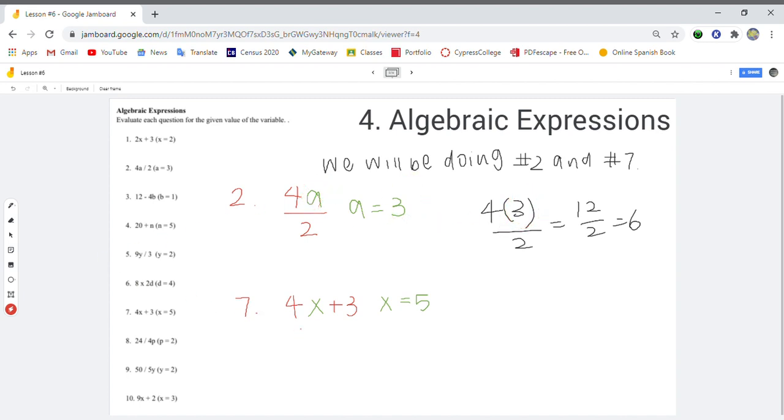And we're going to do the same for number 7. 4x plus 3, and we know that x equals 5, so we're basically just plugging in 5 for x like this. And then 5 times 4, 20, plus 3, which is 23. And those are your answers for 2 and 7, and the rest are the same as well. And that's it for today.